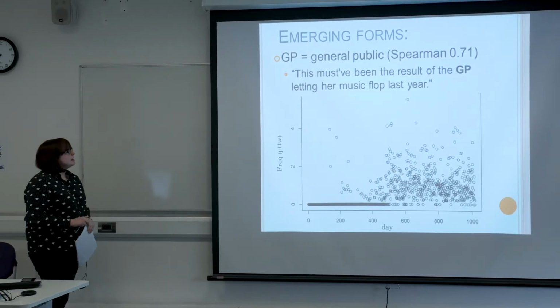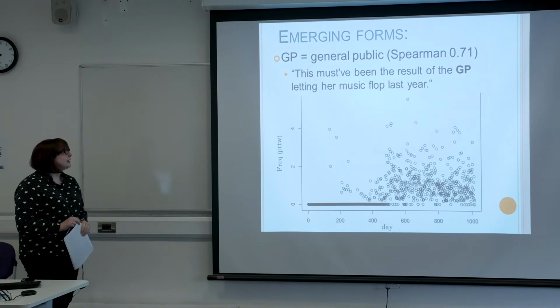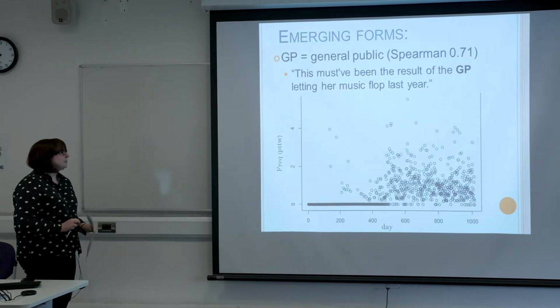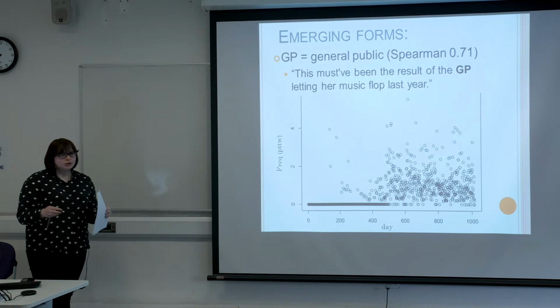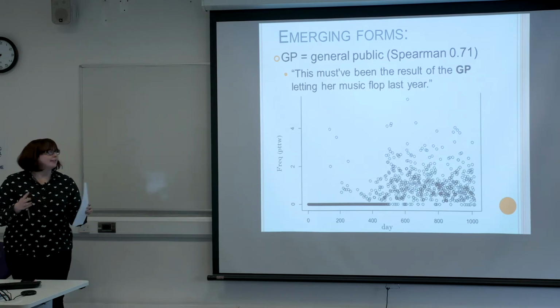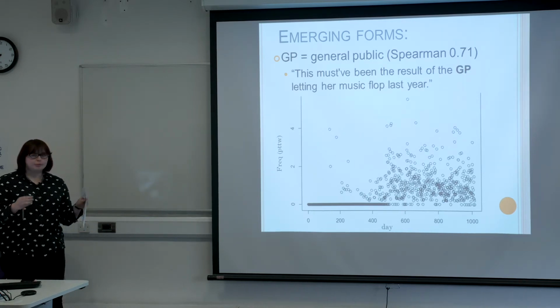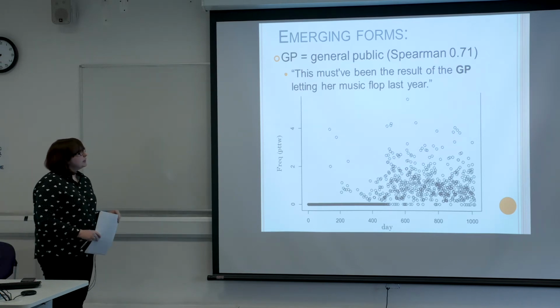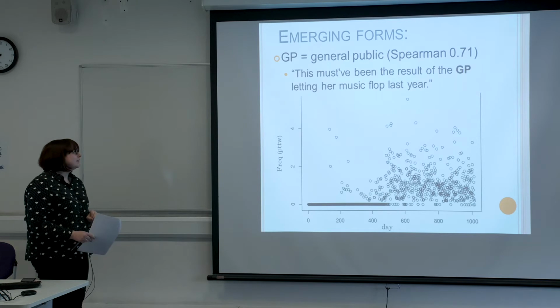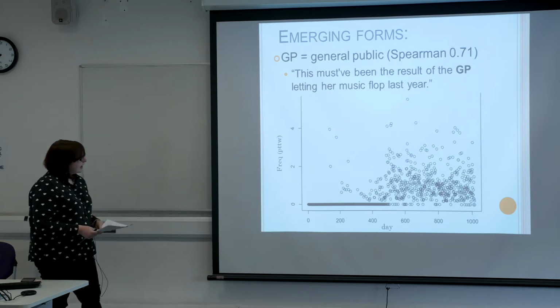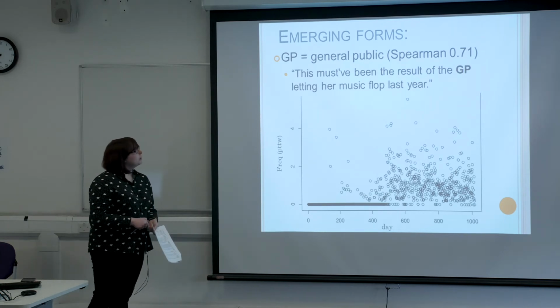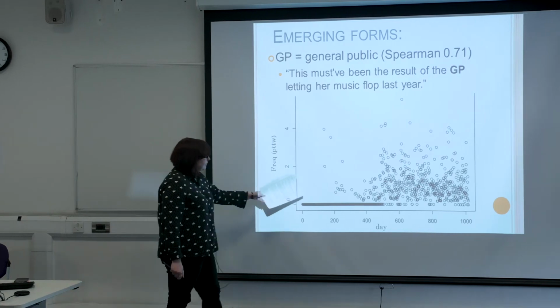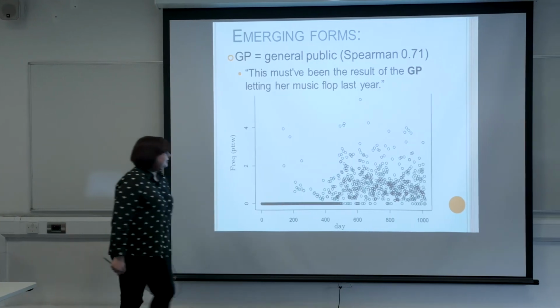Finally, the word "GP", an abbreviation of general public, which is used by Pophead members to essentially distinguish their own tastes in music from outsiders. So they distinguish between themselves and the general public. As in the quote, "This must have been the result of the GP letting her music flop last year." And again, we can see that with a Spearman score of 0.71, there's an increase in frequency towards the latter end of the dataset.